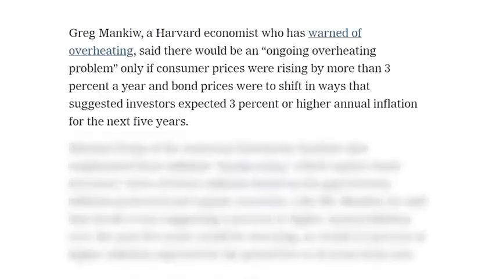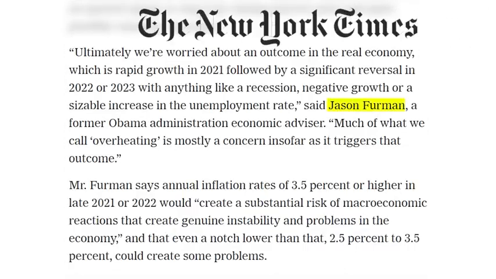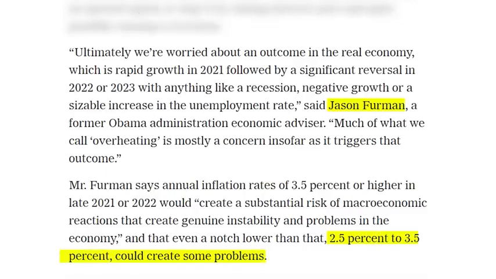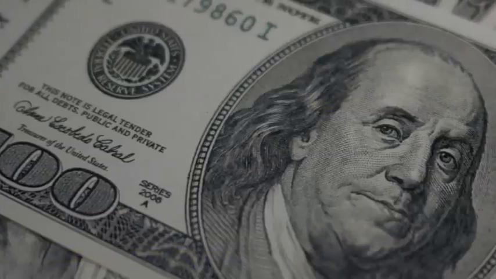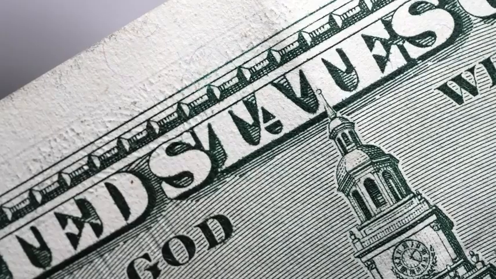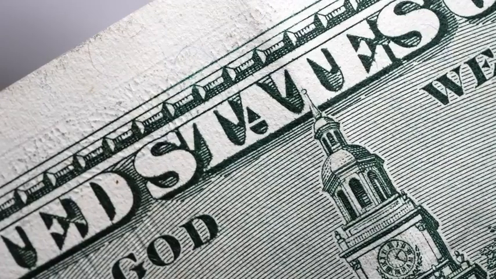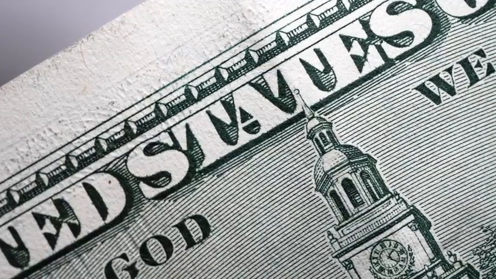Greg Mankiw, a Harvard economist, considers that inflation will become a problem only if consumer prices grow more than 3% a year for the next 5 years. For Jason Furman, a former Obama administration economic advisor, if consumer prices stay between 2.5 and 3.5% higher per year, it would already create problems. Janet Yellen, the Treasury Secretary, has said that she doesn't see these signs as a problem. She hit back at critics in February 2021, asserting that the United States has the necessary tools to deal with inflation should the need arise.